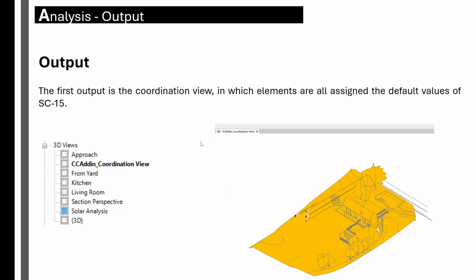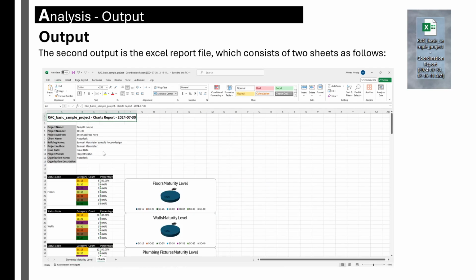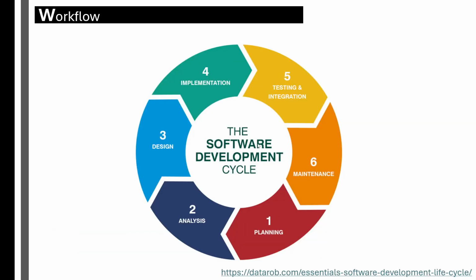Regarding the output, the first output is going to be the coordination view. This is an example. And then the sheet. The first sheet is the maturity level sheet, which consists of the categories, the families, the family type, the element ID, the element name, and the status code assigned to it. And this is the project info. And this is also similar, with the charts according to one category.